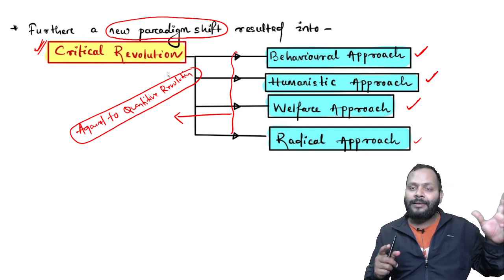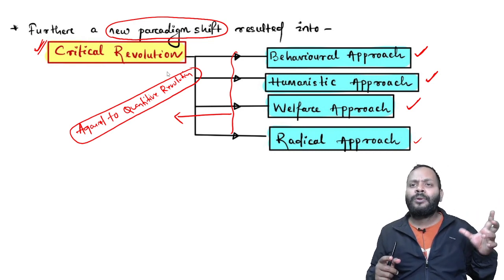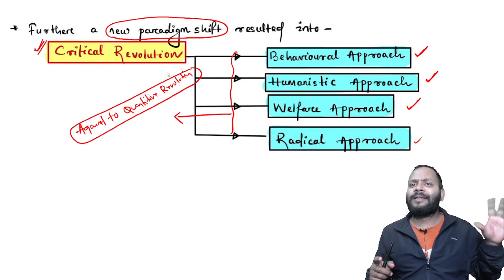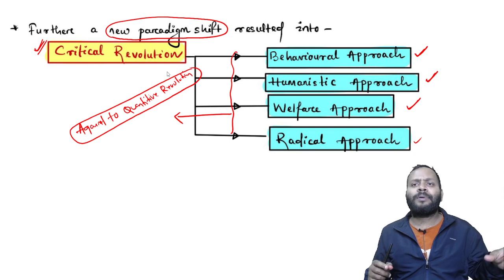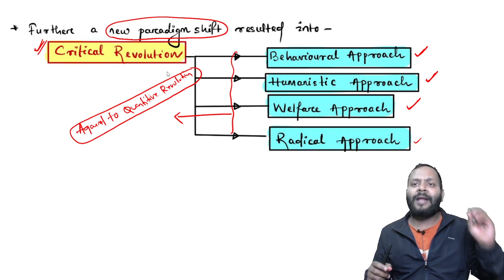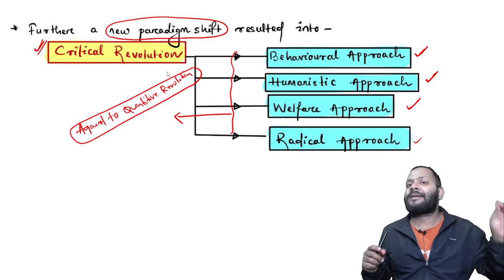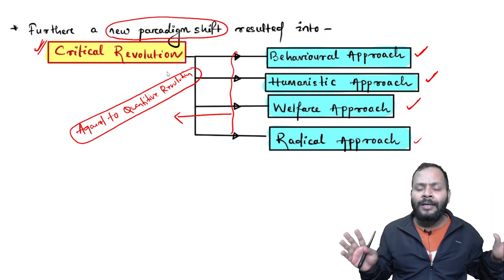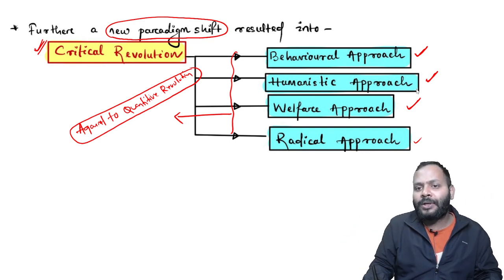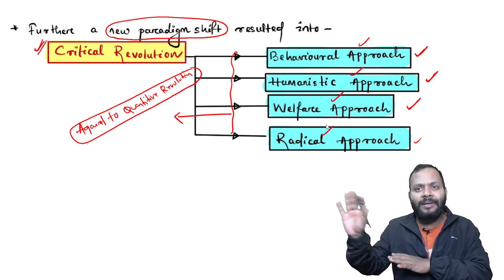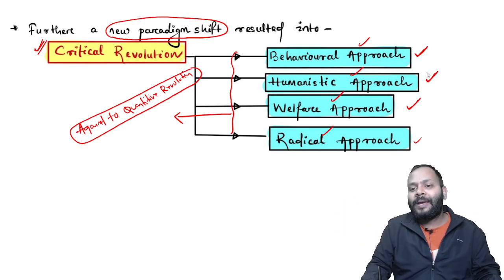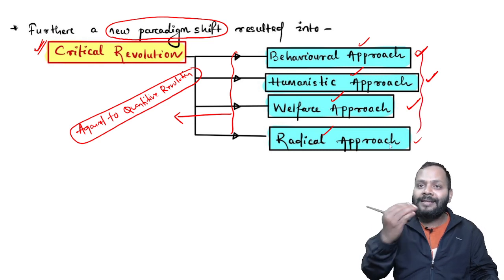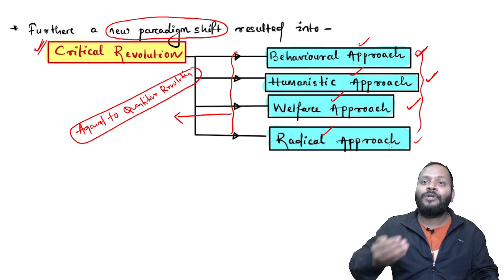Earlier, in the quantitative revolution, we didn't have any values, any ethics, no emotions, nothing. No culture, no customs, nothing was given priority, and humans were treated as an economic unit, right? But in this section, behavioral, humanistic, welfare, radical, everything is understood based on considering human values and human ethics.